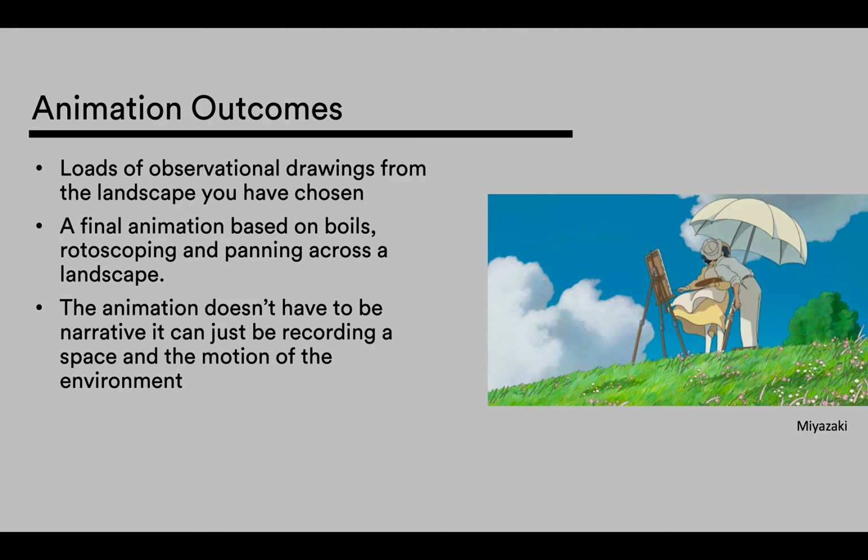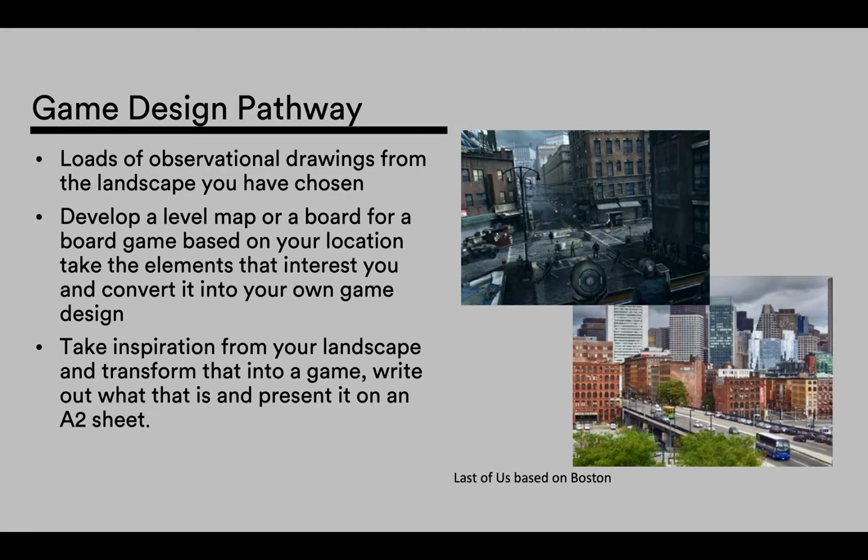Just a quick little sense of something like a loop, yeah? If the animation doesn't have to be narrative, it just needs to be a recording of a space or emotion of the environment. So maybe it's just this with her dress blowing, and the little blades of grass moving. Maybe that's all it is. Yeah, that's all it needs to be.